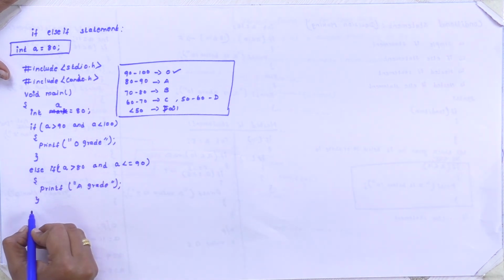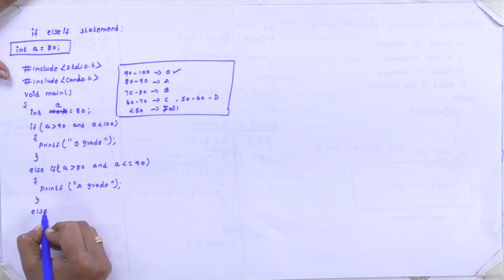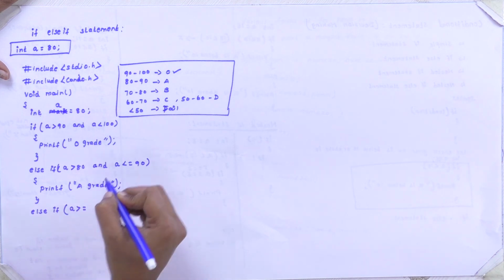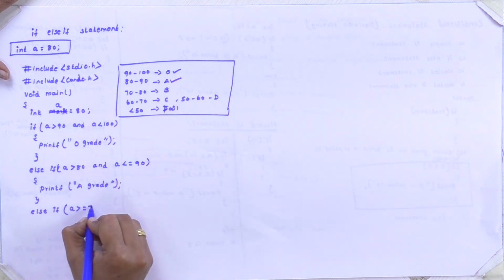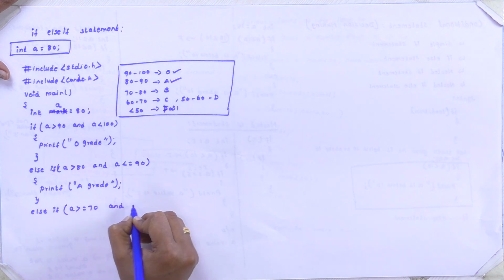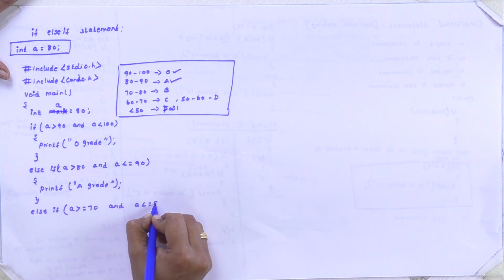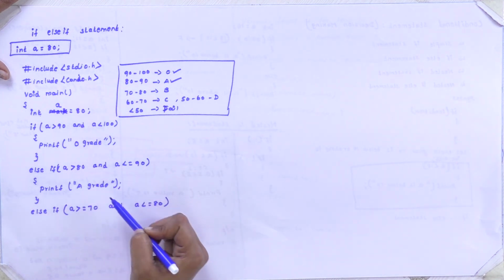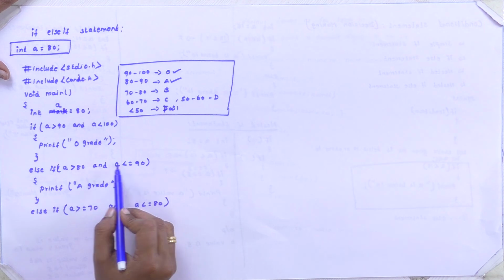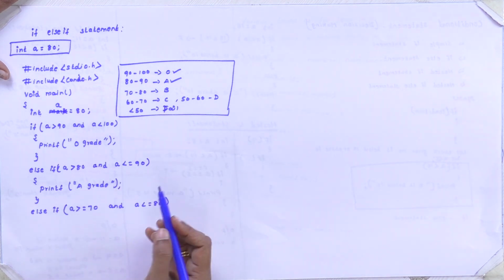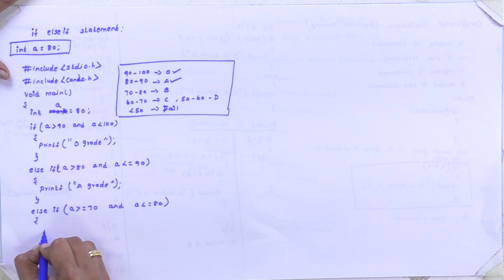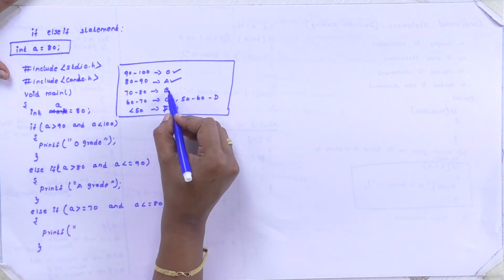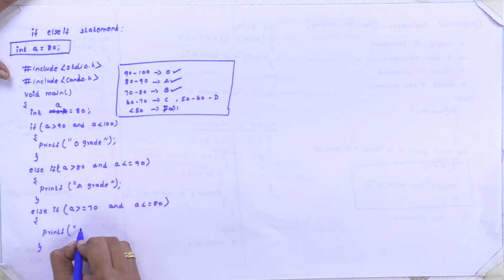Next, again I am going to write another condition. Else if A is greater than or equal to 70 and A is less than or equal to 80. Here I am using and because both conditions should be satisfied for the statement to be executed. Then printf: what is the grade for this? B grade.